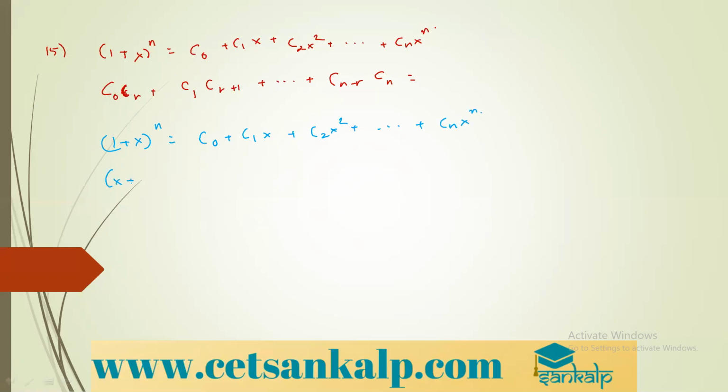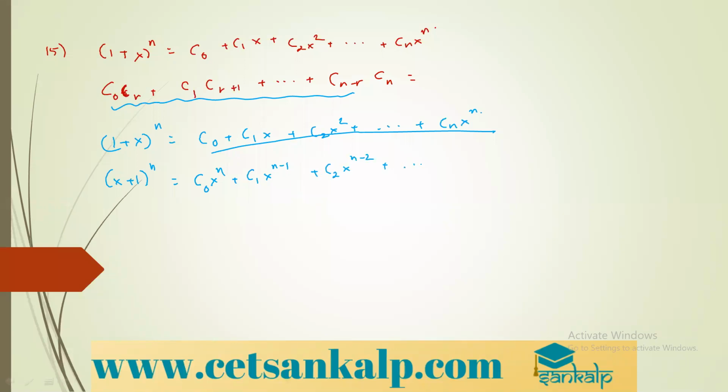If I change it to (x plus 1) whole power n, I told you I can keep the same thing, but I will not keep the same thing because I need to get what is there in the question. I will write C0 x power n, C1 x power n minus 1, C2 x power n minus 2, in the middle Cr x power n minus r, and finally Cn.